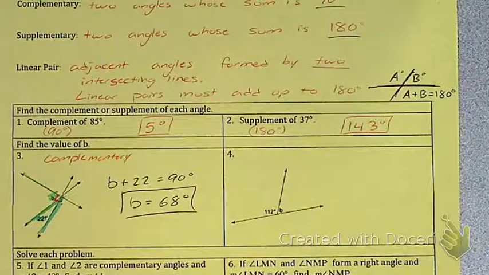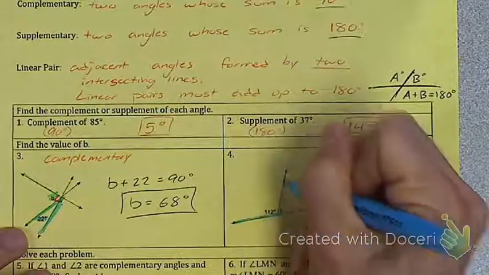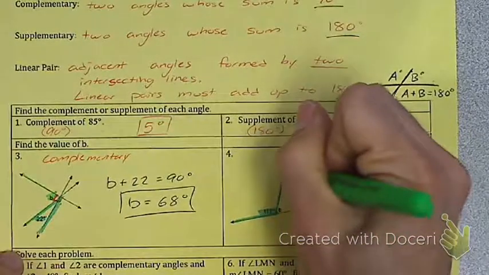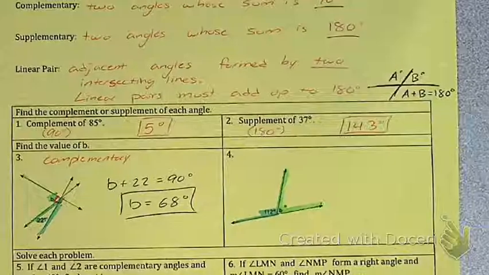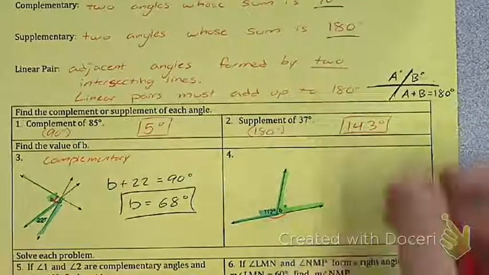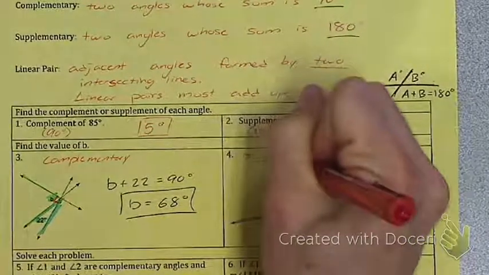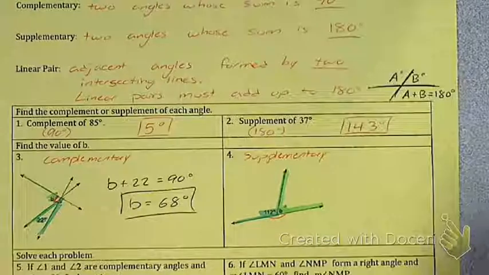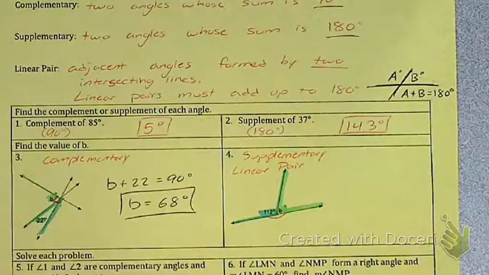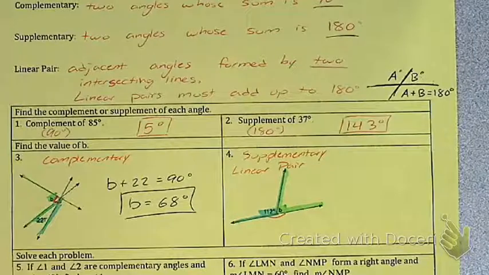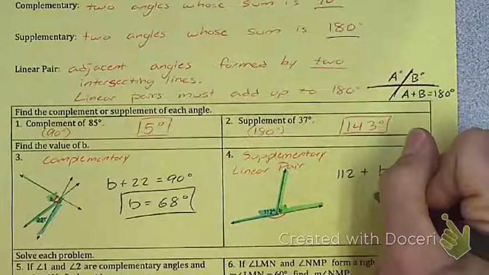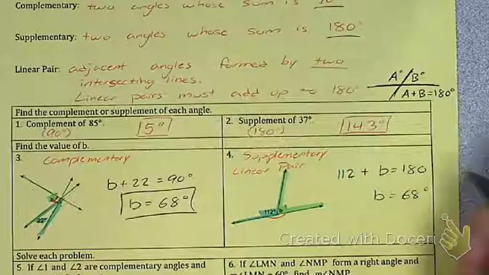And for number 4, you have two angles, 112 degrees and B degrees. And they form a straight line, which means that these are supplementary. Since they are adjacent and supplementary, they are also known as a linear pair. So we write 112 plus B equals 180. Therefore, B equals 68 degrees.